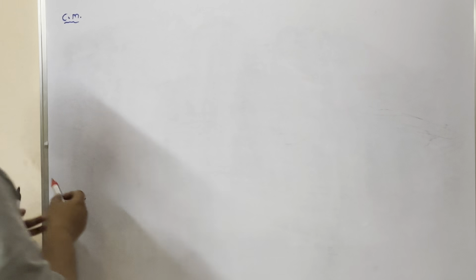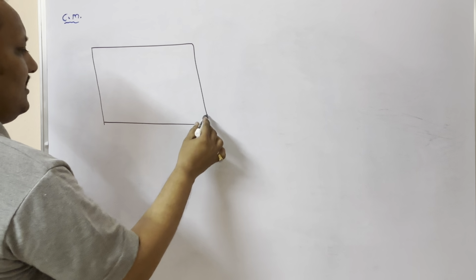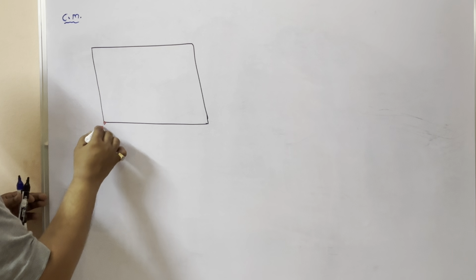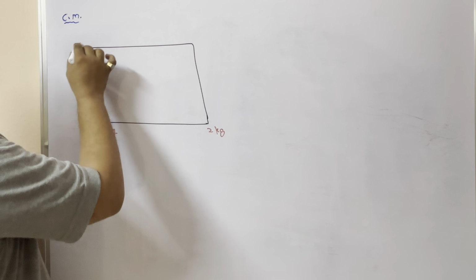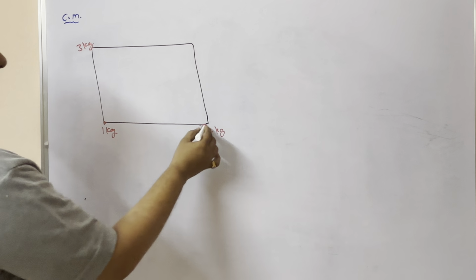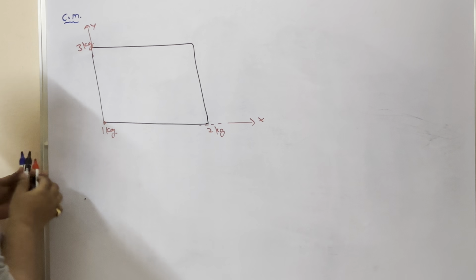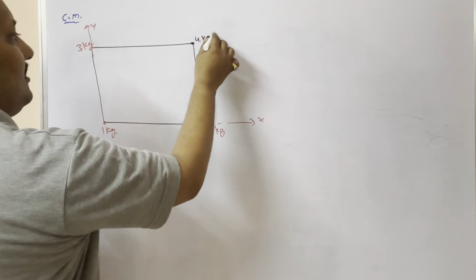Next, four mass particles are taken on a square of each side 1 meter. So 1 kg is at the origin, 2 kg on the x-axis, 3 kg on the y-axis, they will say. This is the x-axis, this is the y-axis. Then the remaining 4 kg will be on the fourth corner.